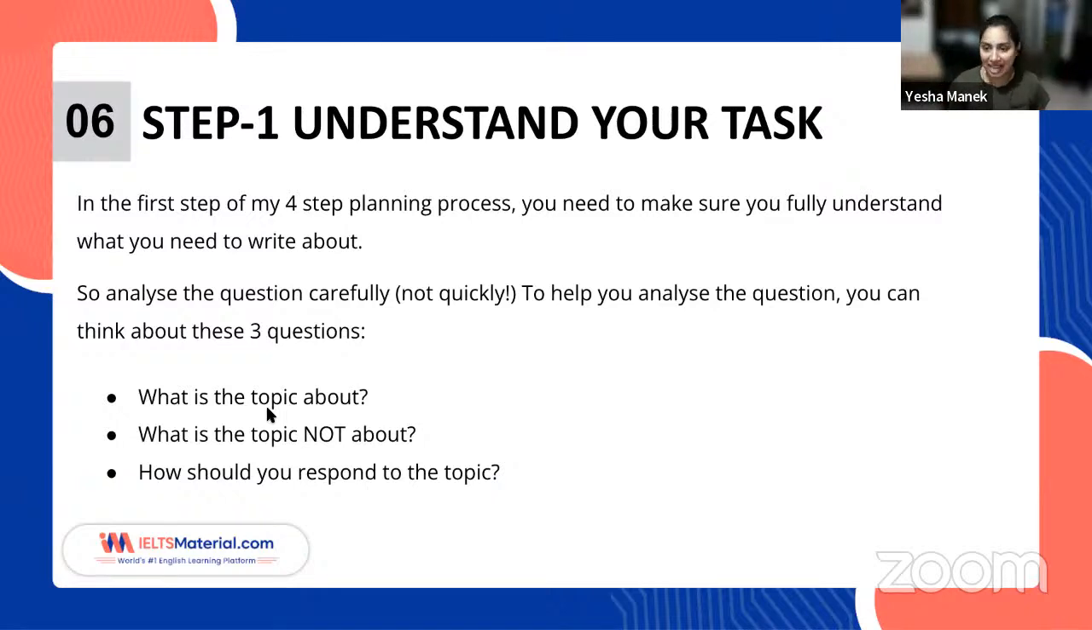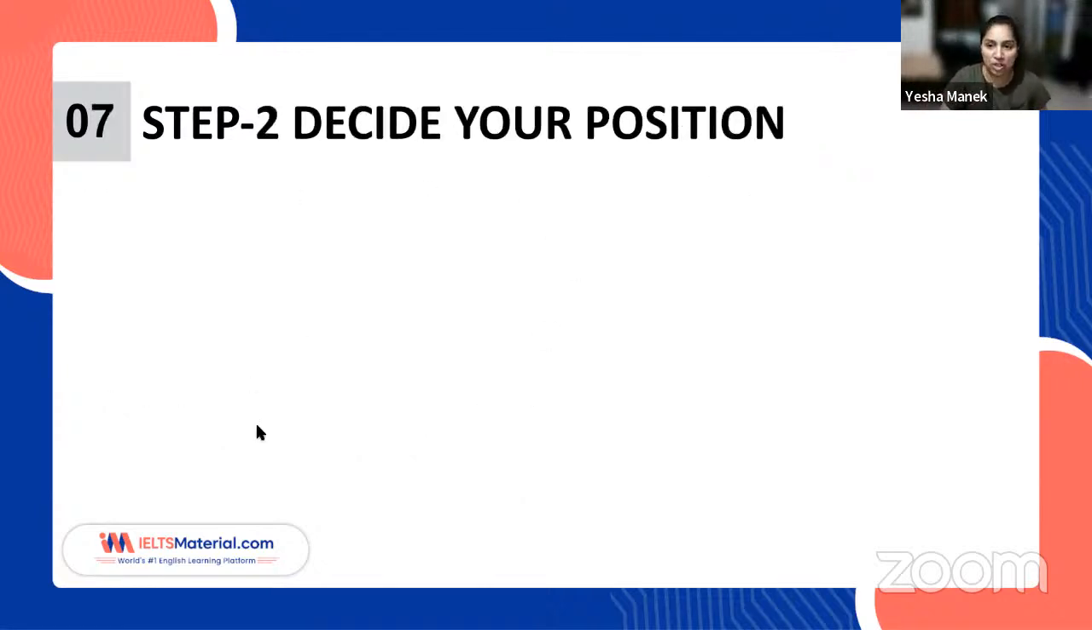All these things we have to analyze when we get the question. What type of essay it is, right? So you have to be very careful. You should not take a quick decision, but you should just make sure that you understand the question properly, and then you execute the plan. Okay. And then you go to decide your position. Oh, I'm so sorry. I actually missed that.